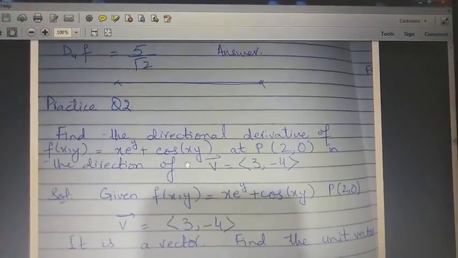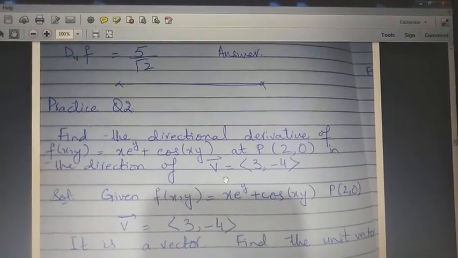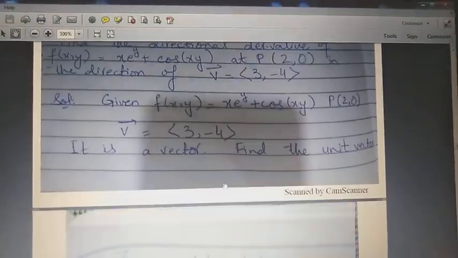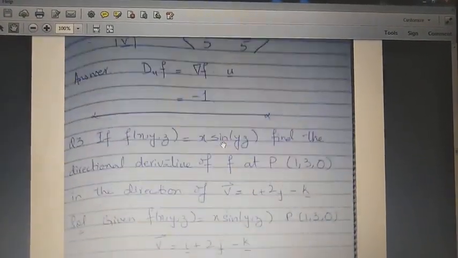Question number 2 is your practice question. The function is given, the point is given, in the direction of vector v. So this means you have to find the unit vector for this question. And the answer is given. You can solve and you can check.